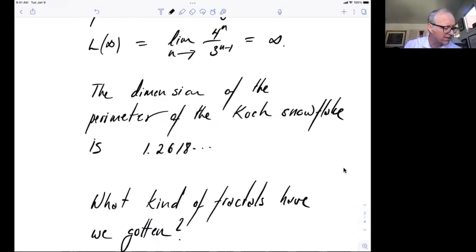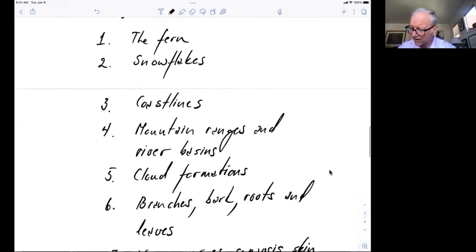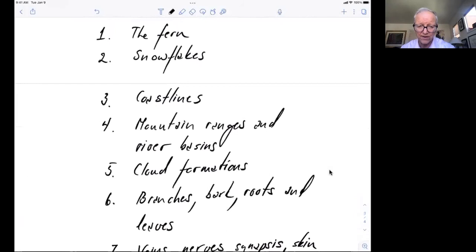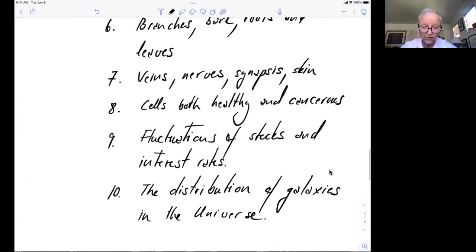Now, at this point, we might want to look back and ask, what kind of fractals have we gotten? Well, we got a fern, we got snowflakes, we got coastlines, we got cloud formations, we got branches, barks, roots, and leaves of a tree. We got veins, nerves, synapses, and skin of our cells, of human beings.